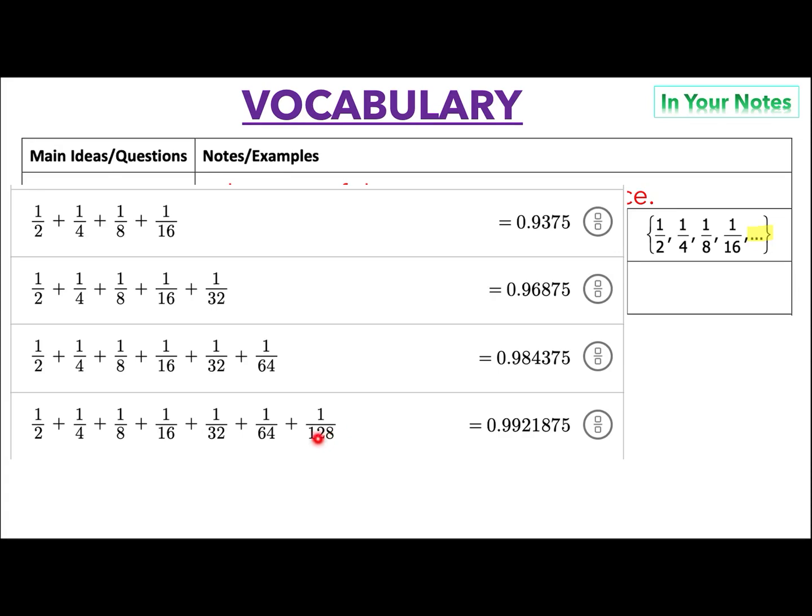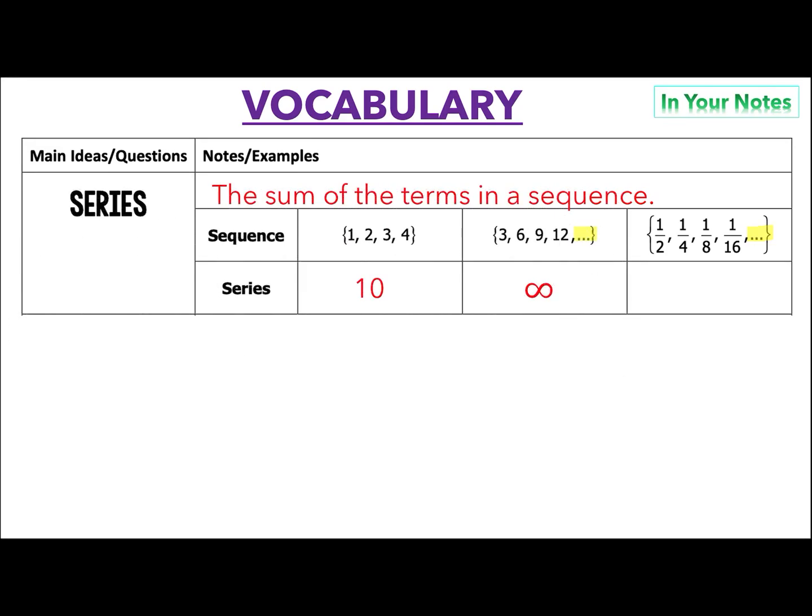Now what would happen is that if I kept adding more and more terms like this, it would never ever exceed 1. It would just get very, very close to 1. So if you're adding fractions and those fractions are getting smaller, then what the series is, remember series just means sum, that sum would be 1.